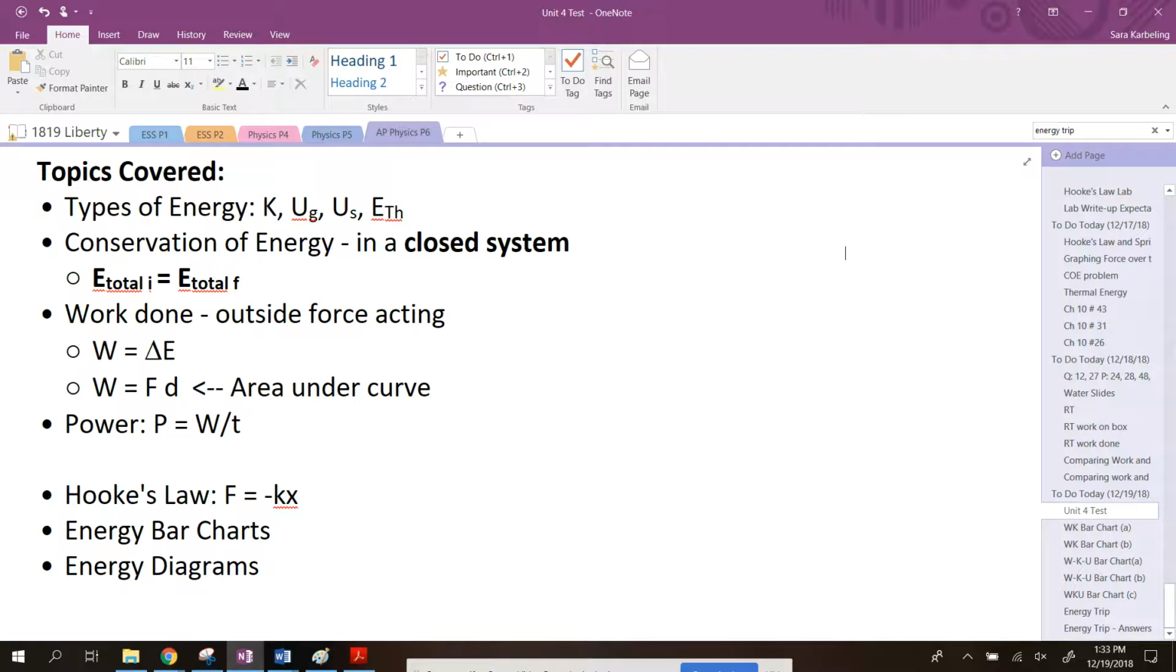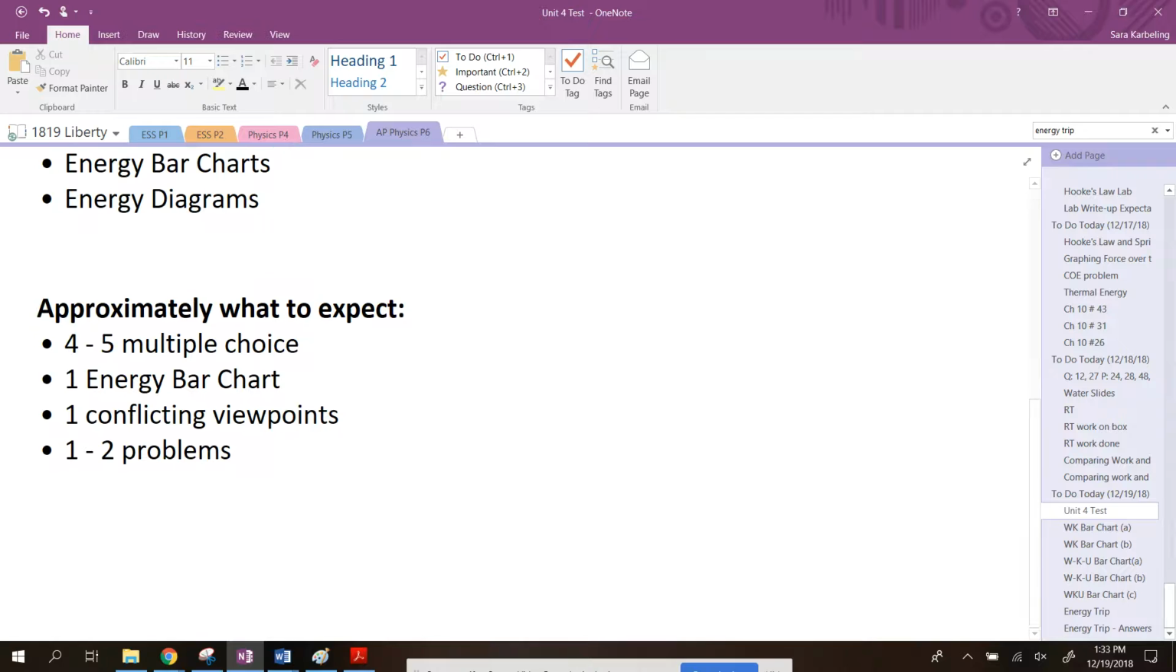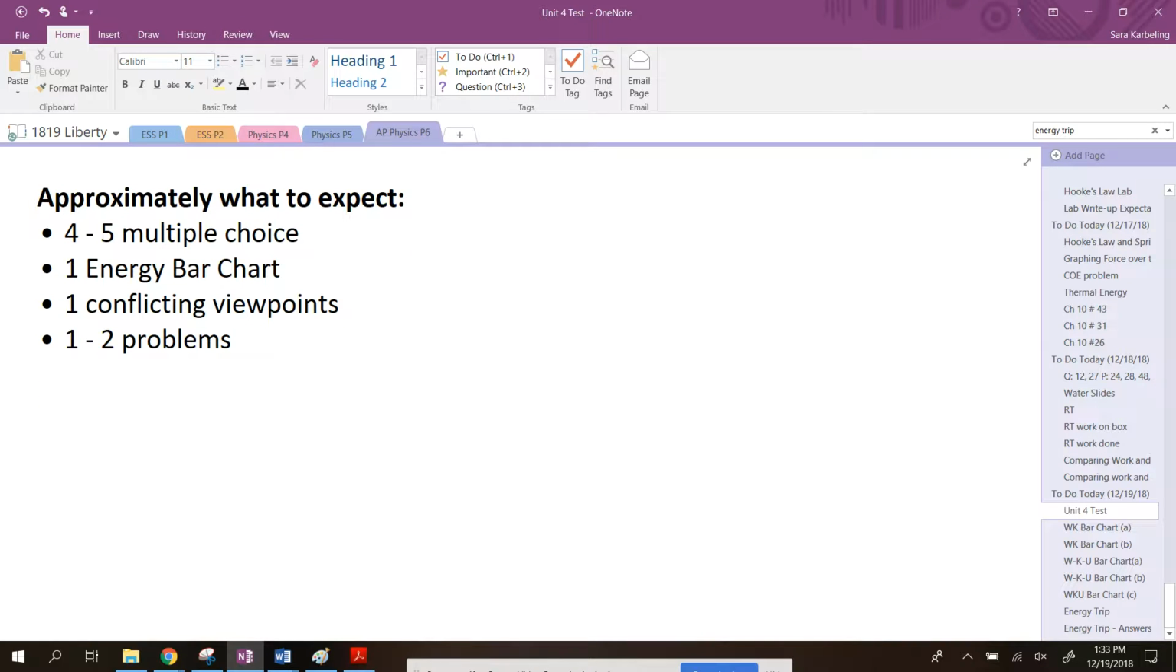My first round of sketching out the test is done. Like I said, it's not finalized, so there is room for change, but my guess as to what you might expect on the test would be something like 4 or 5 multiple choice questions. There will very likely be an energy bar chart question, okay? One, what I call conflicting viewpoints. That's where Bob says this and Alice says this and Joe says this, and you have to tell me who's right and who's wrong, okay? And why.